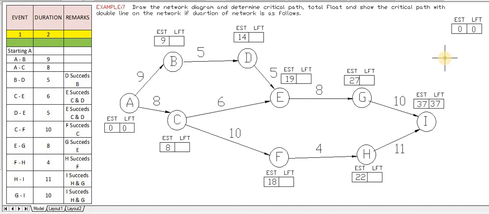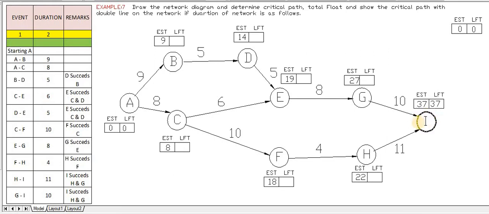We have to deduct these durations, that is 10, 11, 8, 4. The third point is that LFT should be the minimum, least value. The latest finish time should be the least value. So we will start.